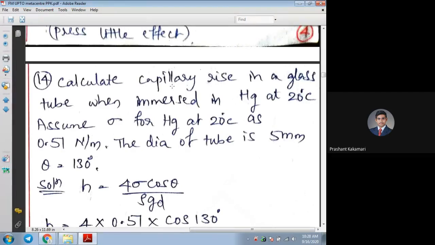So again, write this capillary action equation. Height of capillary rise or fall is 4 sigma cos theta by rho g d. The diameter is given, convert that into meters. For g, and the density of water, how much will you write? Density of water is 1000, correct? Or you can write the specific weight gamma itself, 9810. Sigma value is given in the problem, 0.51 in SI unit, cos of 130. Take all these values and check the answer.